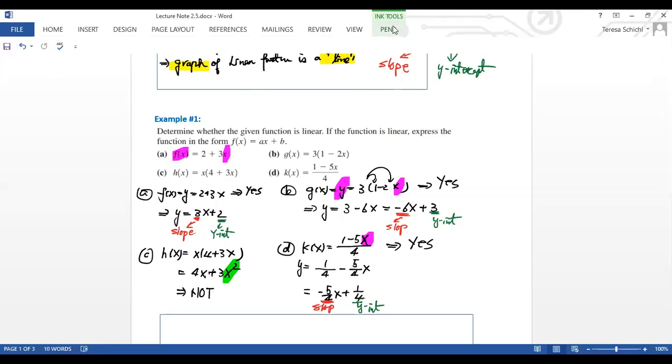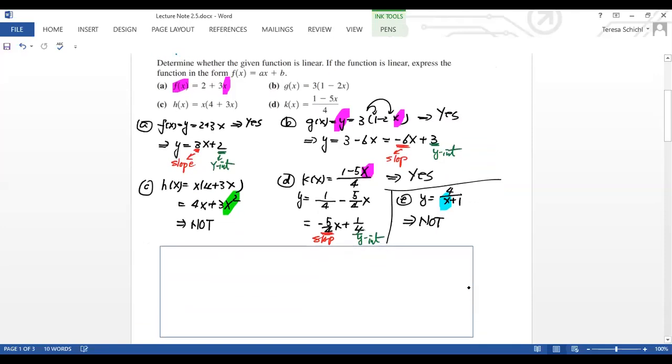Okay, so now for example, I have a problem E here. If I have the function y is equal to 4 over x plus 1, you see the x here is in the denominator. If it is linear, x cannot be in the denominator, and it cannot be in the roots. Because x is in the denominator, this is not a linear function. So be careful: x cannot be in the roots, but the constants will be fine.